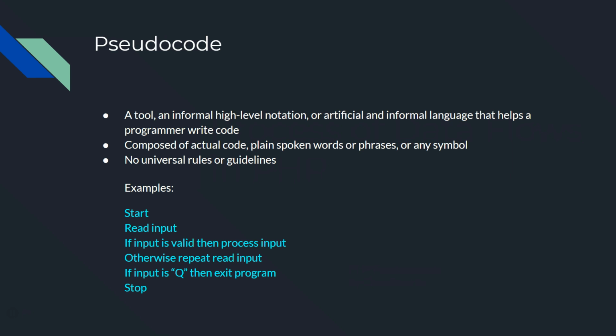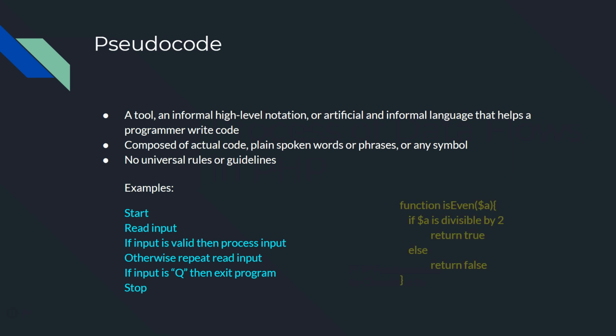You would start the program, you read the input. If the input is valid, then process the input. Otherwise, repeat reading the input until you get a valid input to process. And then if the input is quit, then you exit the program and you stop. So that is an example of pseudocode to help you program.